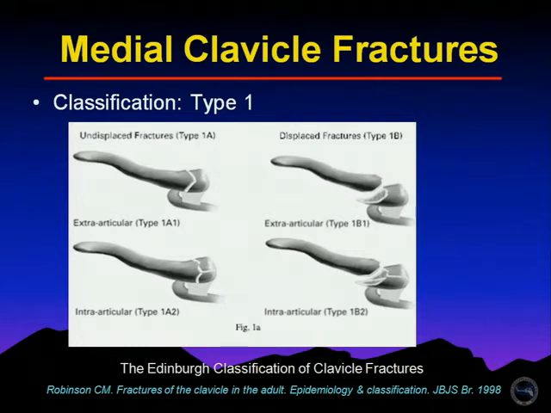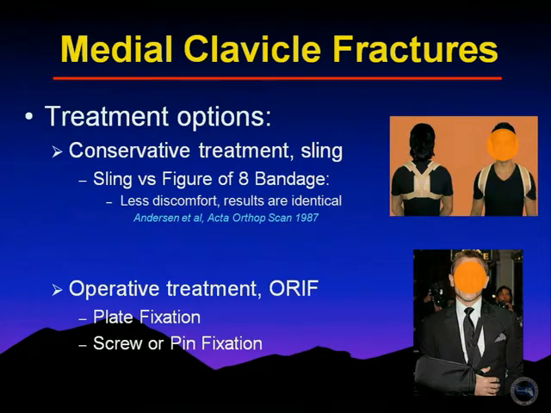or intra-articular. The treatment options: conservative treatment in a sling or a figure of 8, whichever is more comfortable, for the non-displaced or minimally displaced fractures. And then operative treatment may be considered with plate fixation or some type of pin. It's usually a plate here because there's not a long enough amount of bone for fixation with a pin.